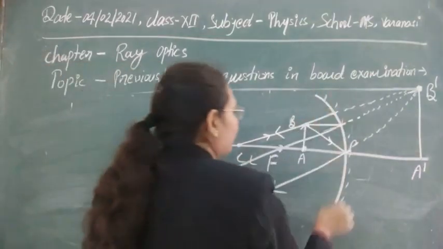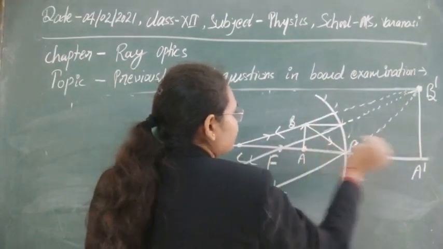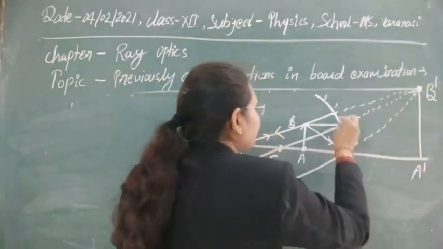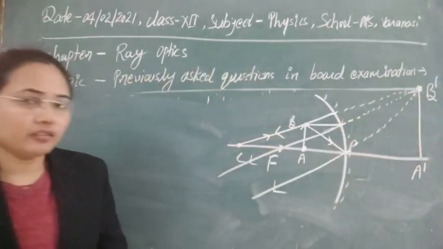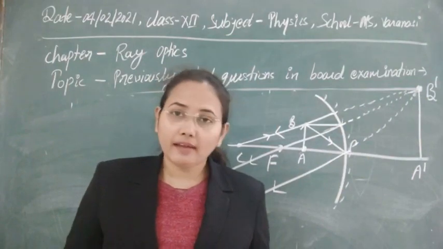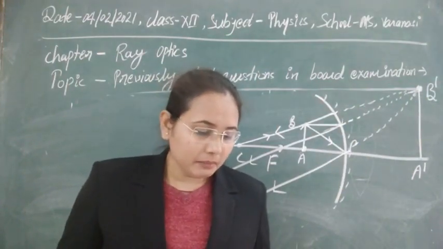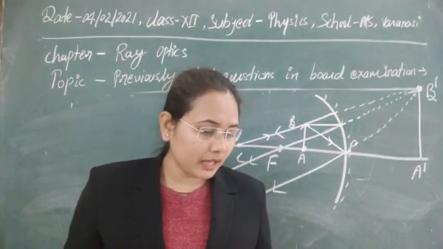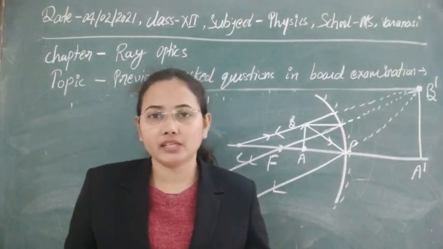So this is our concave mirror and this is the object. This image is formed here. The second question asked here is: using the above ray diagram, obtain the mirror formula and the expression for the linear magnification.